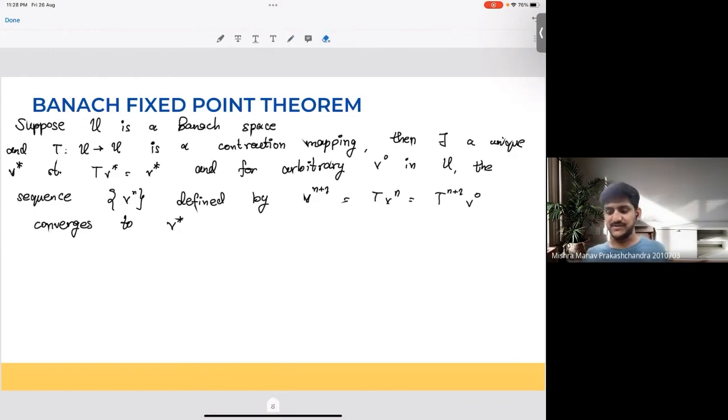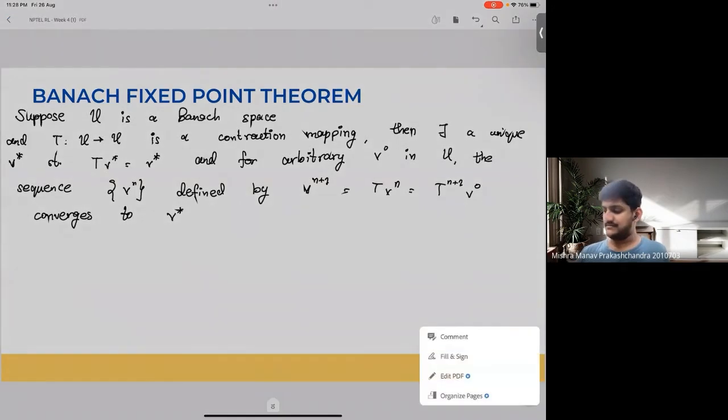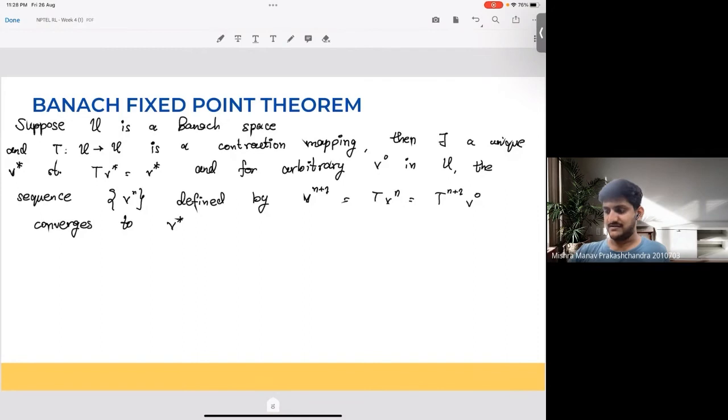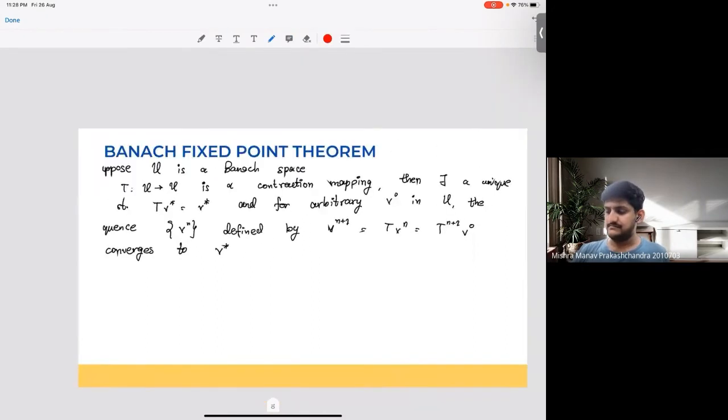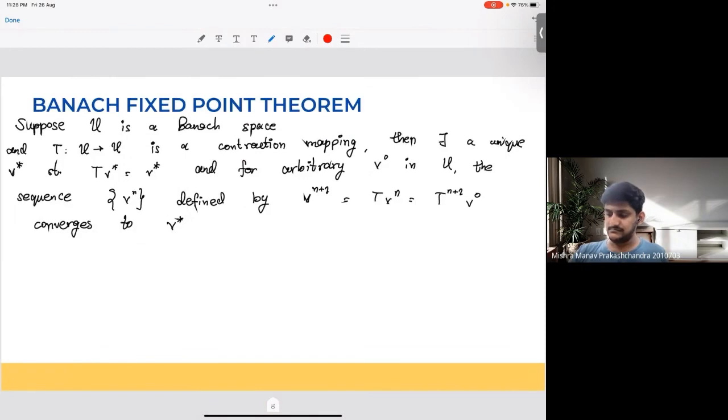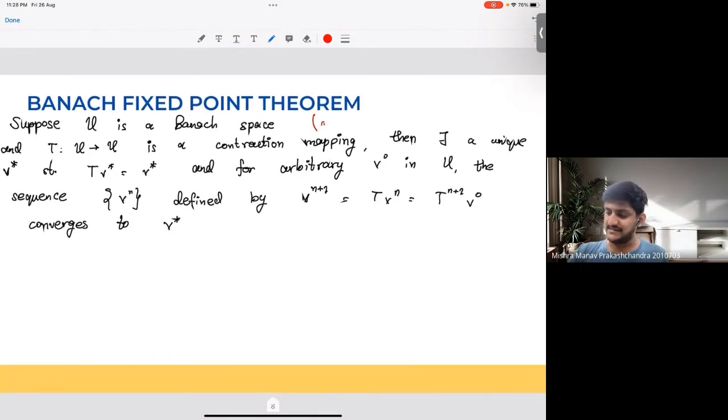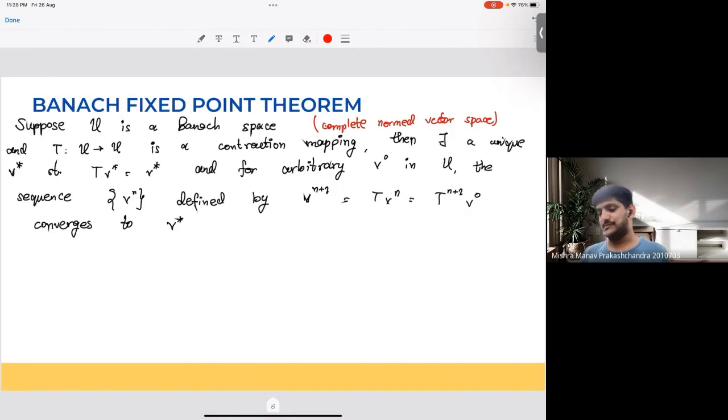Okay, so suppose U is a Banach space. So by Banach space, what I mean is, or how Banach space is defined as, a Banach space is nothing but a complete normed vector space. Okay, so this is the definition of a Banach space. So suppose U is a Banach space, which is a complete normed vector space, and T is basically a contraction mapping.